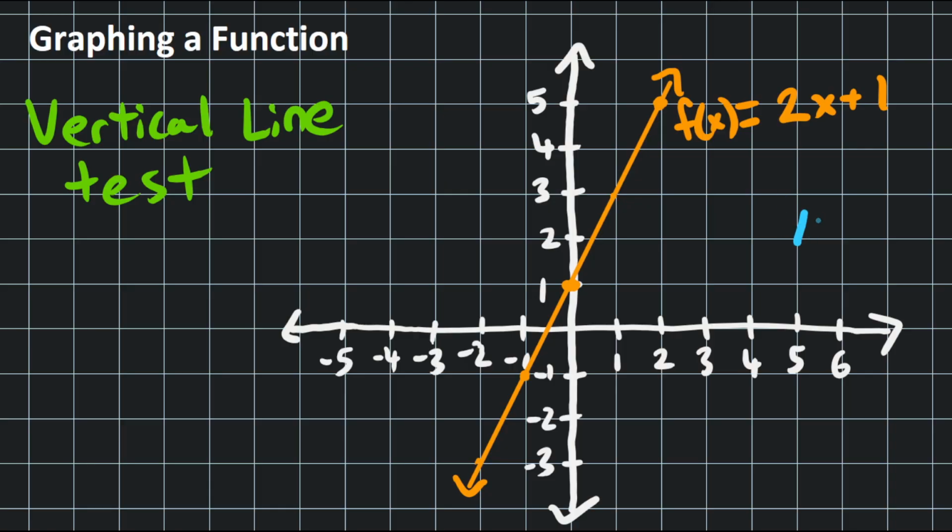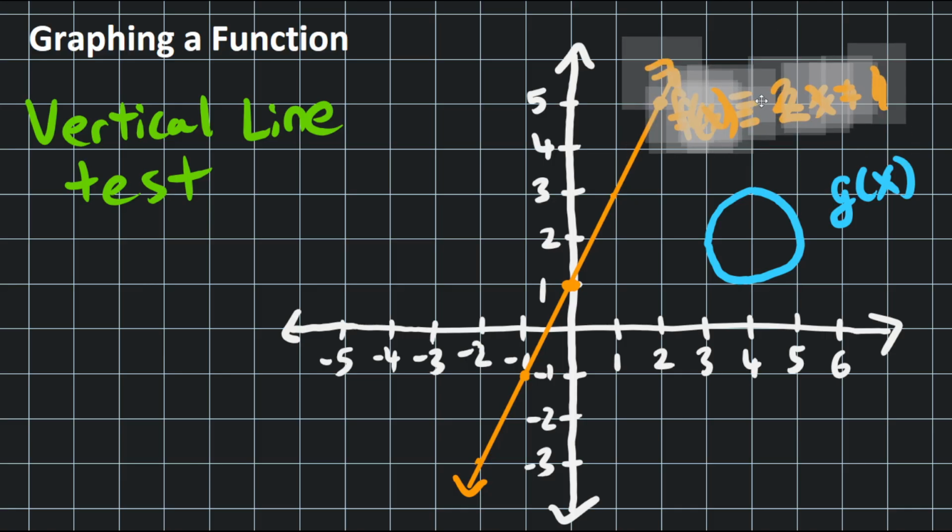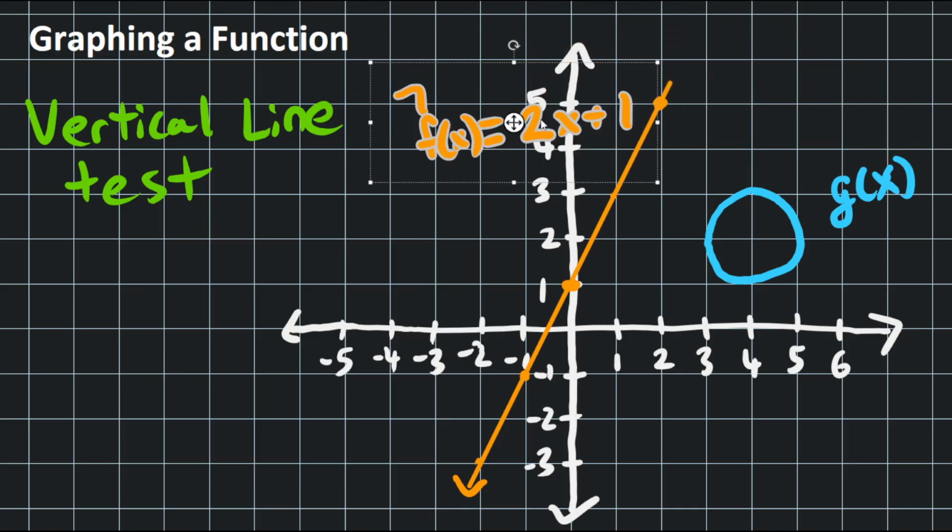so actually let's just draw it over here. Let's say we had this circle right here. We had a circle. Okay, so we have this circle right here, and let's just call it g of x. So we don't know if it's a function yet, but let's test to see if it is a function using the vertical line test. So we're going to do the same thing, and let me actually just move this over here to another spot. Let me just move it up here.